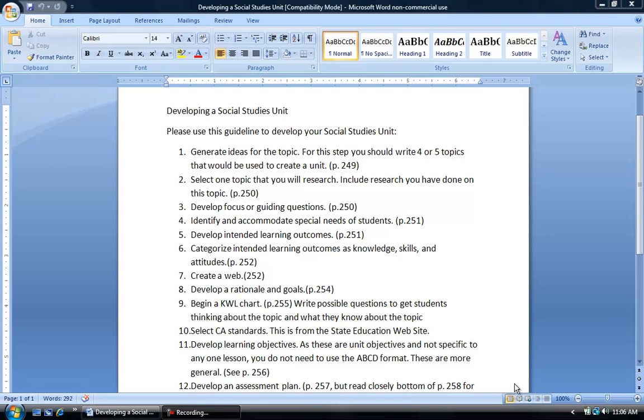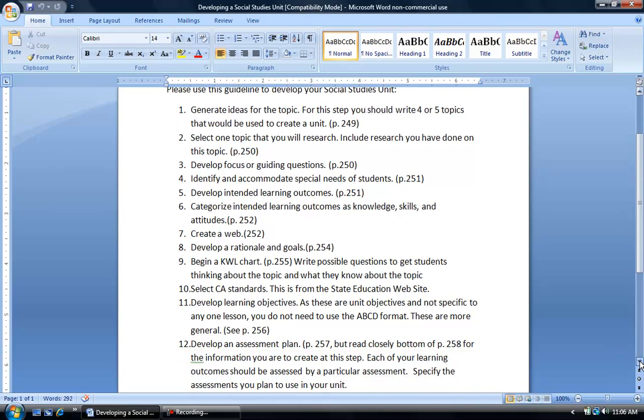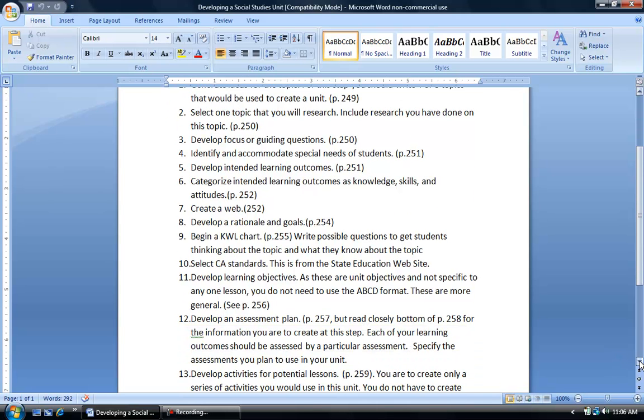Step 10 suggests that you add your California standards. Which standards are you going to meet by implementing this unit? That's important always. And it may be more than just the social studies standards. If you're going to integrate this unit with English language arts or with science or with math, you may need to incorporate some of those into your unit, and I would highly suggest you do that as well.